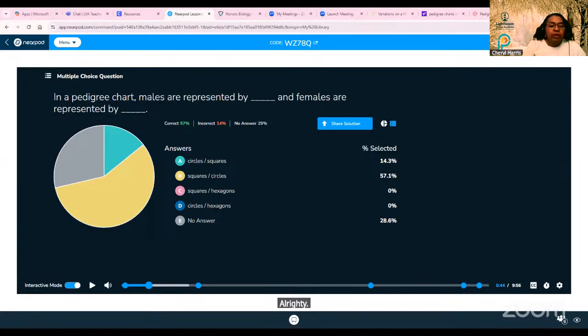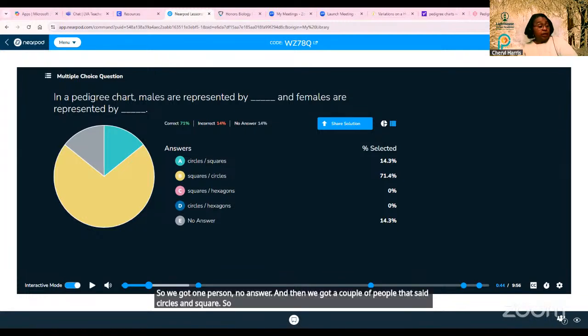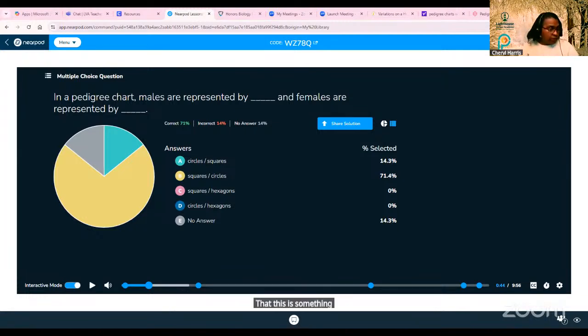So pedigree, the males are represented by, and B is the correct answer. Squares are males and circles are females. So if you said otherwise, take a minute to fix your answer. So we got one person, no answer. And then we got a couple of people that said circles and squares. So make sure that, if you take notes, take note that the squares are male, circles are female.